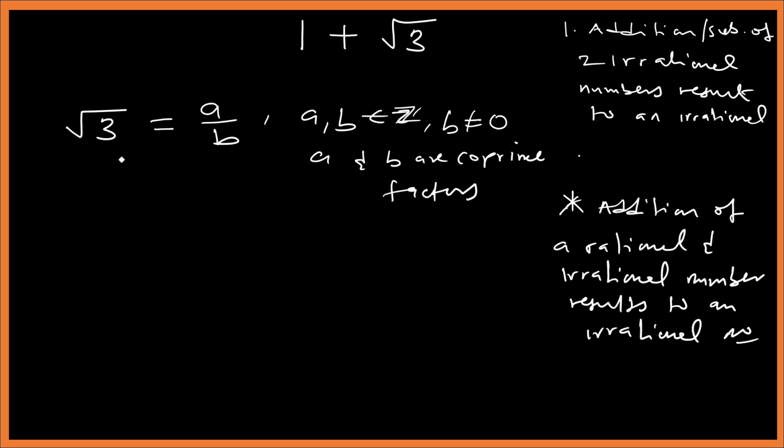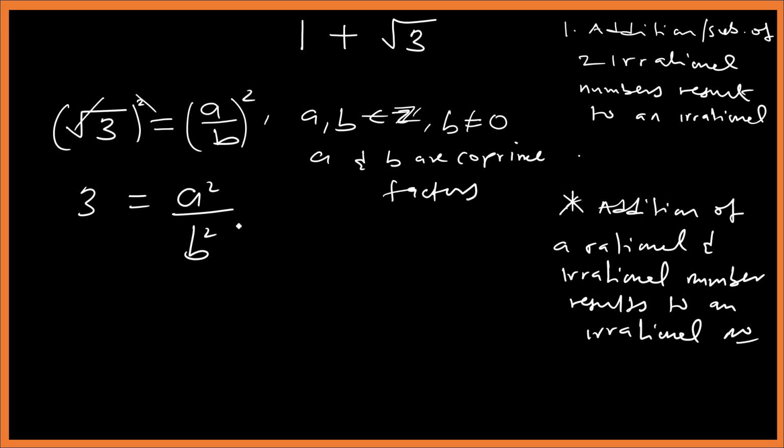So step 1, I'll square both sides to get rid of the root sign. So this one will cancel this, and we'll have a 3 here. So we have a squared over b squared. Alright, so let's make this side over 1. So my a squared is the same as 3b squared.